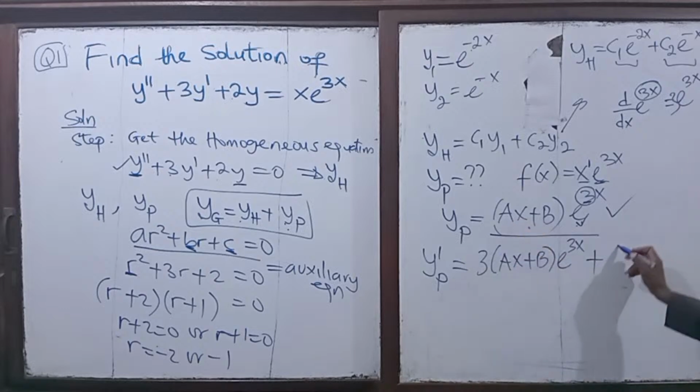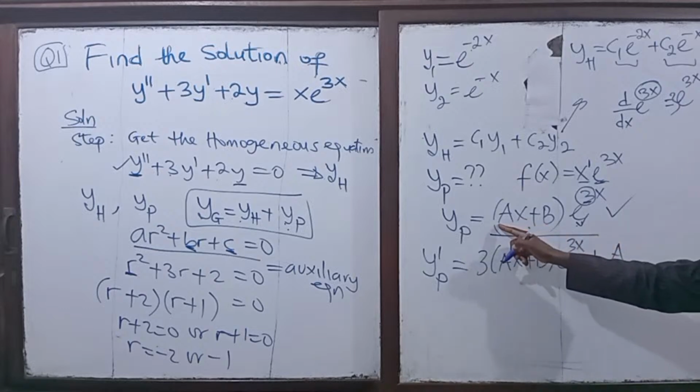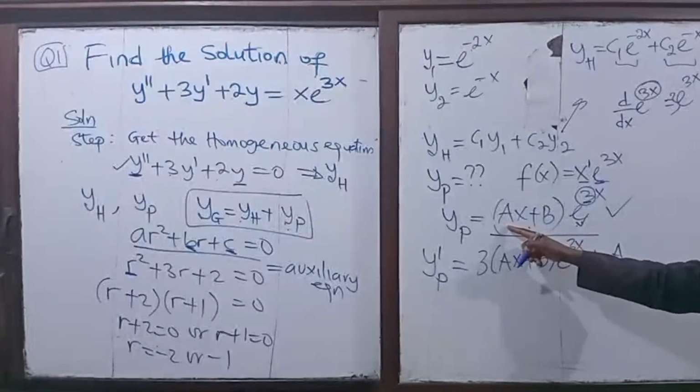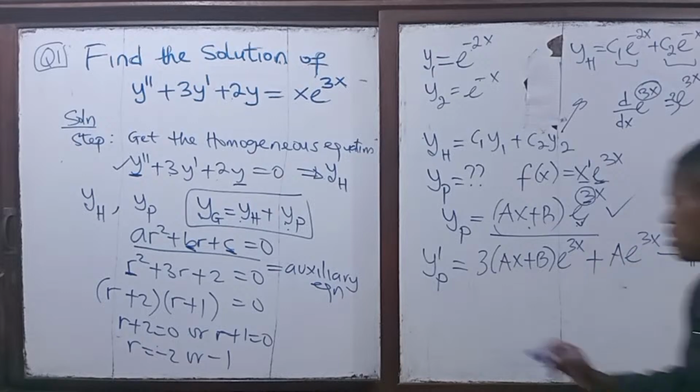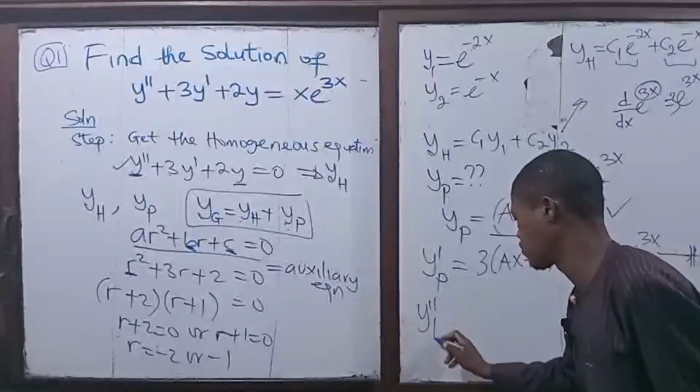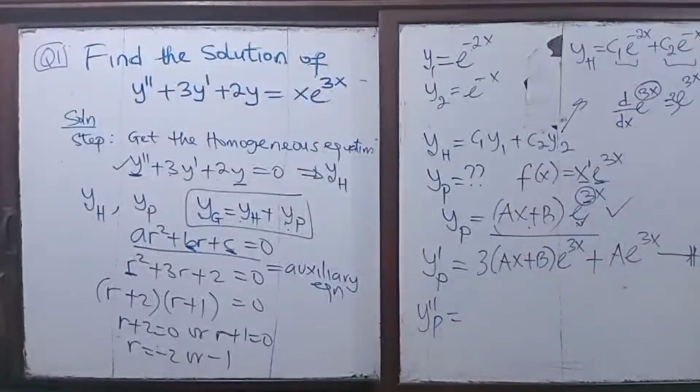That will be a. If we differentiate ax, that will give you a. This is a constant, b is a constant. You have a times what? e to power 3x. That's your first differential. Get the second differential.